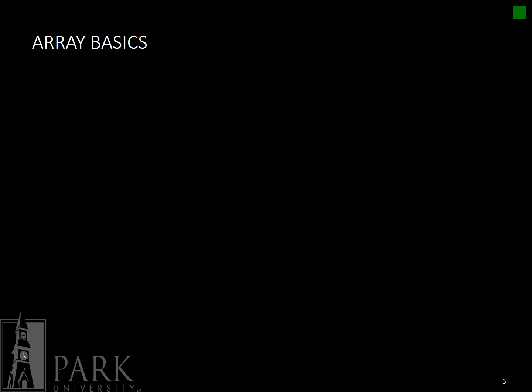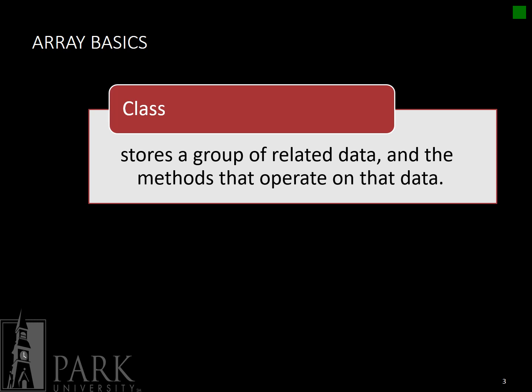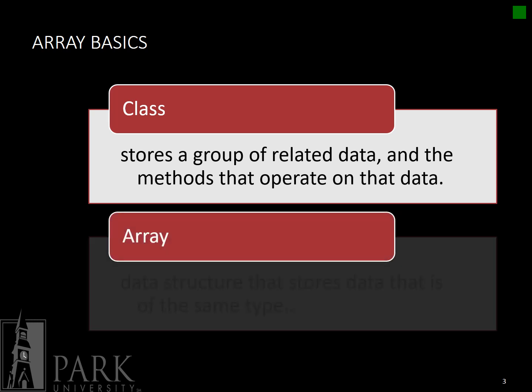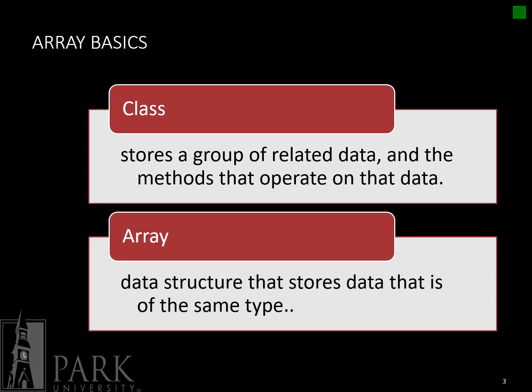If you remember from last semester, a class is an object that stores a group of related data and the methods that operate on that data. Well, like a class, an array also stores a group of related data, but an array does not store methods. Another difference between an array and a class is that an array's data must all be of the same type, whereas a class could store different things. You could have a class that has ints and floats and other reference objects. Well, an array can only hold one type of data.